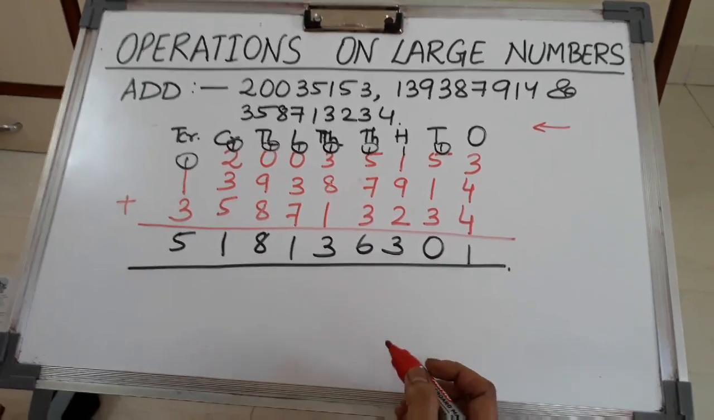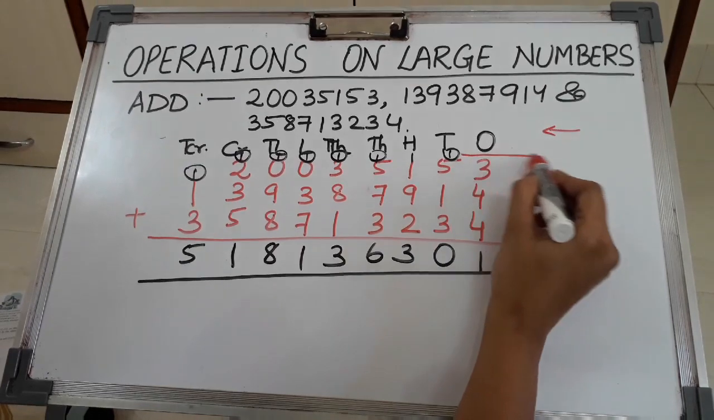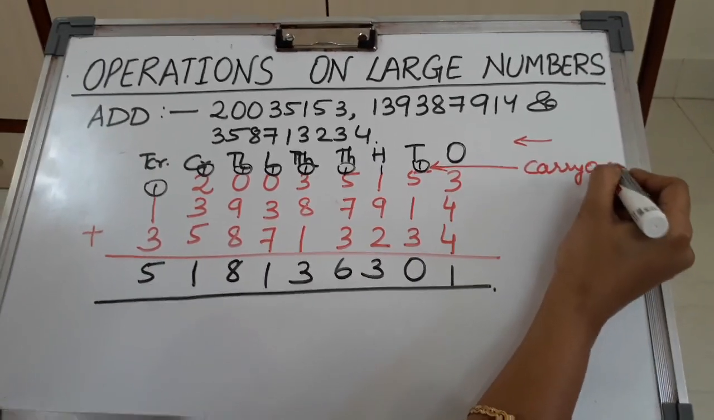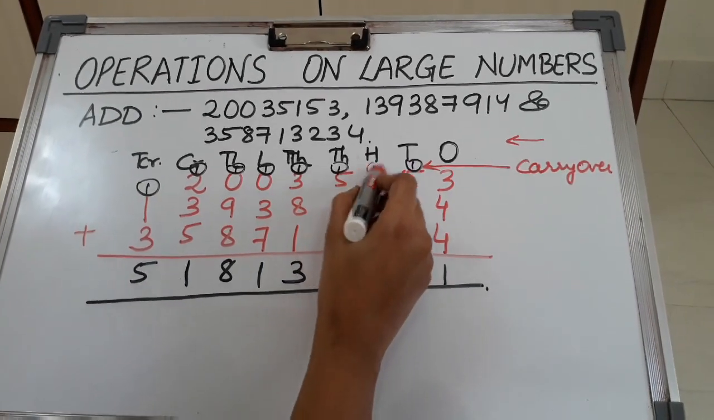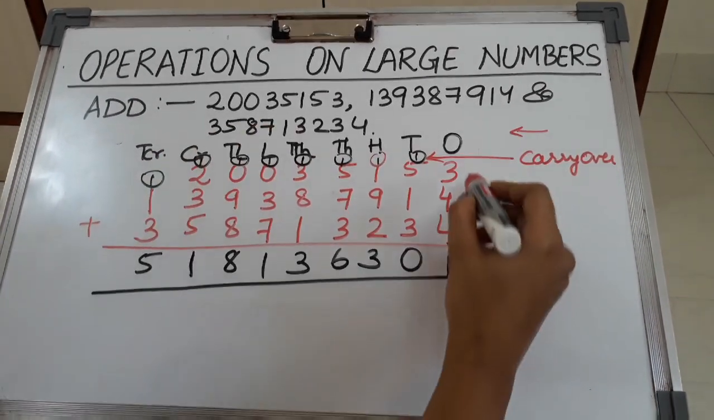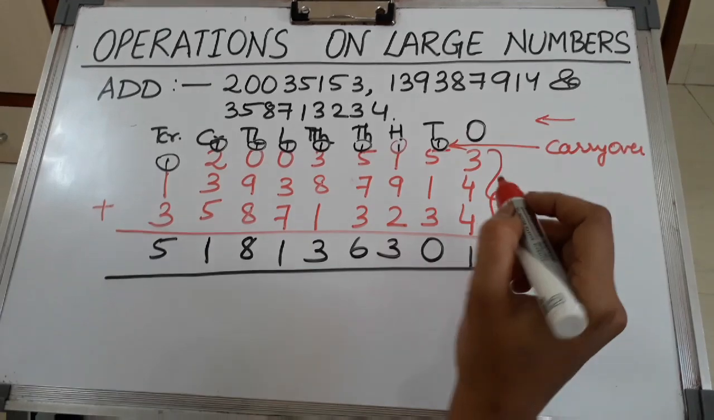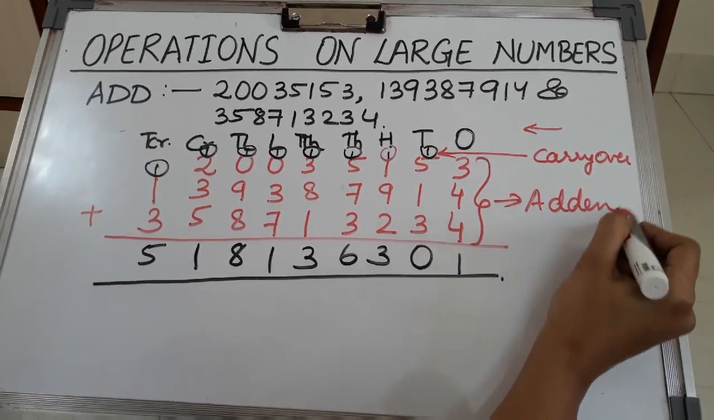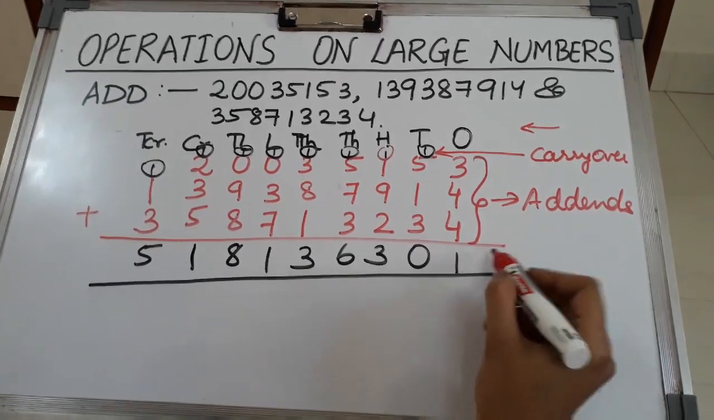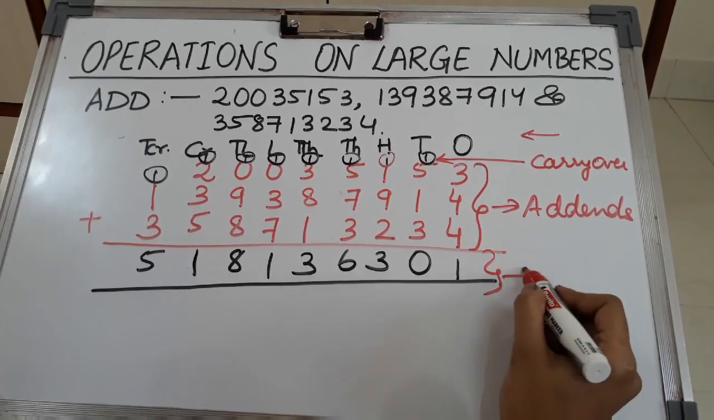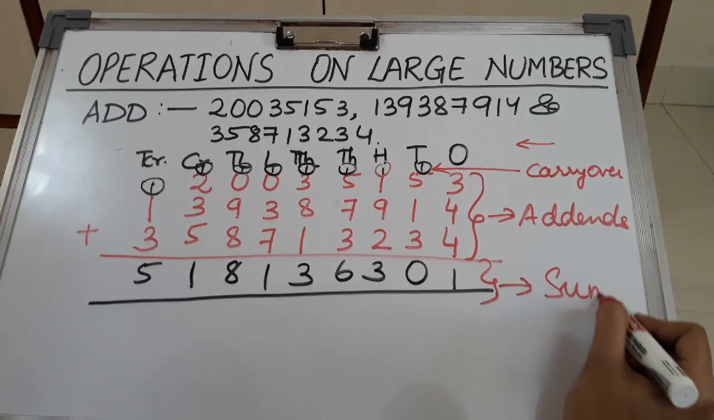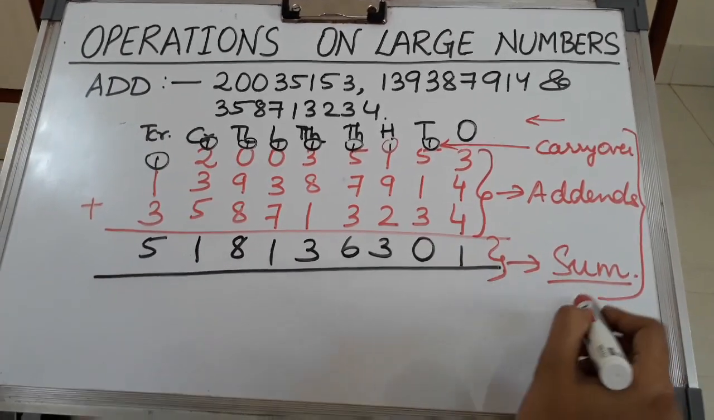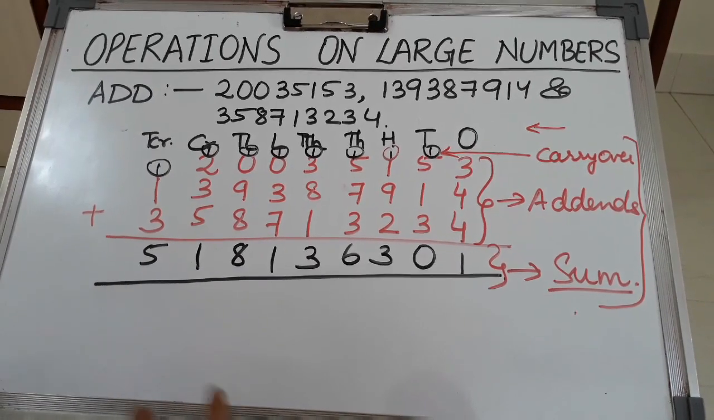Very important to note here: this is called carryovers. This one, all these are carryovers. The numbers which we are adding are called addends, and the answer which we are getting is called the sum. So this is the important thing to note here. Coming towards the next question.